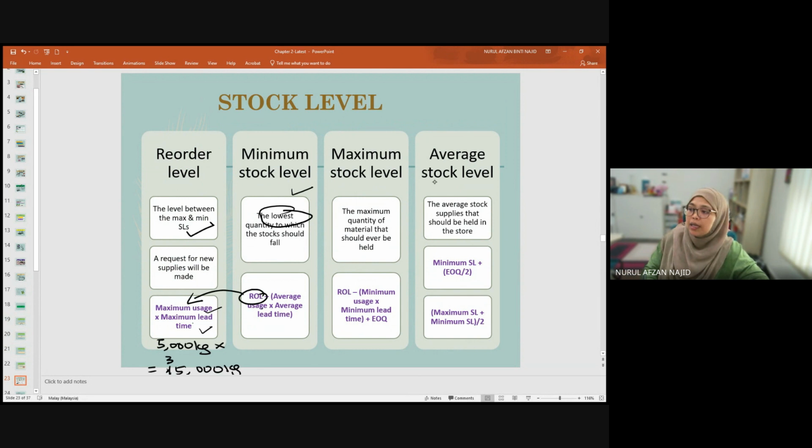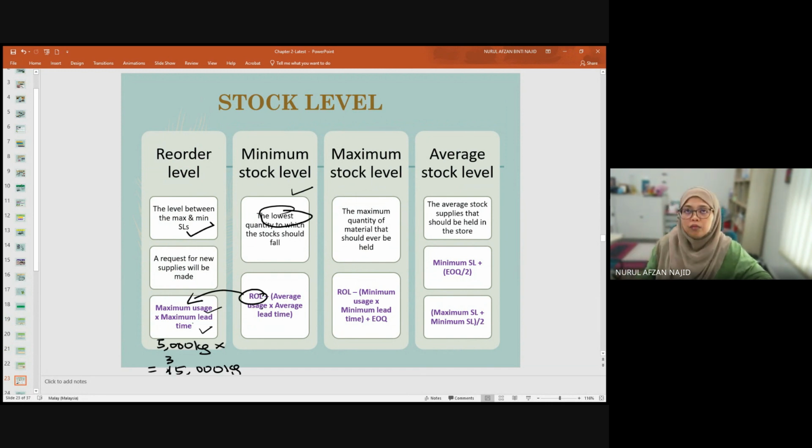Okay. Then kita ada maximum stock level. The maximum quantity of the material should be held ever in the storage. So kalau melebihi maximum level ni, kemungkinan besar you kena rent another building. So bila rent another building, kena buat insurance and so on, akan incur more cost. So you kena pastikan stok tu pada tahap yang paling maksimum. Jangan melebihi. Kalau melebihi maksudnya you buat overstocking lah.